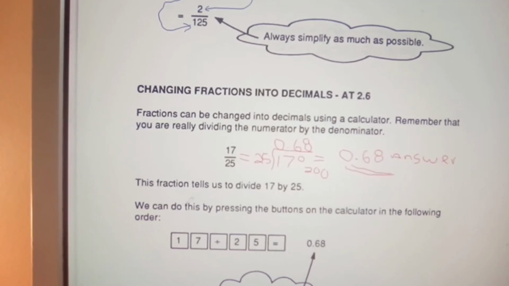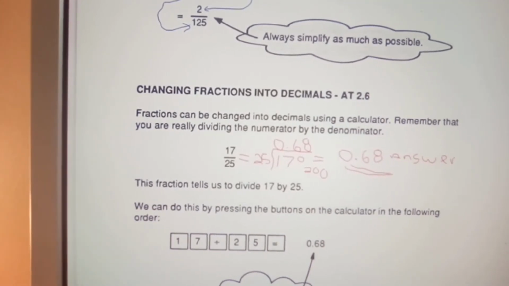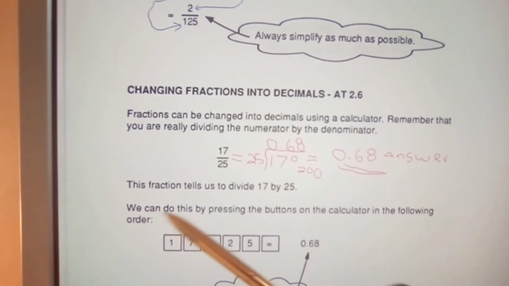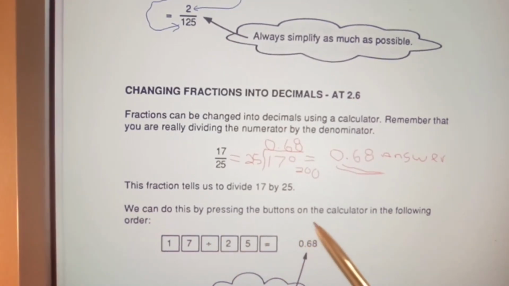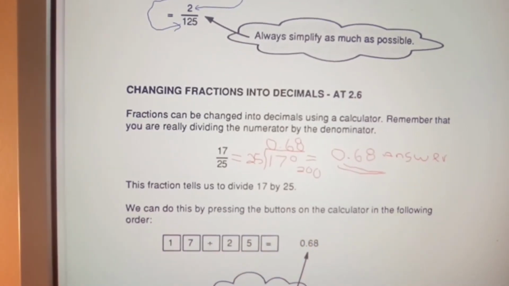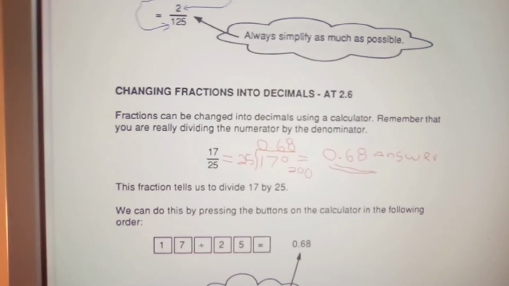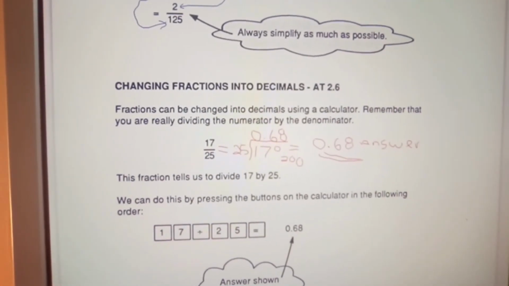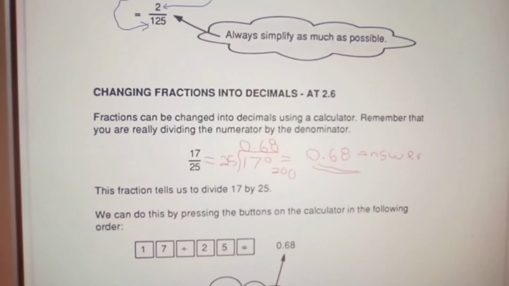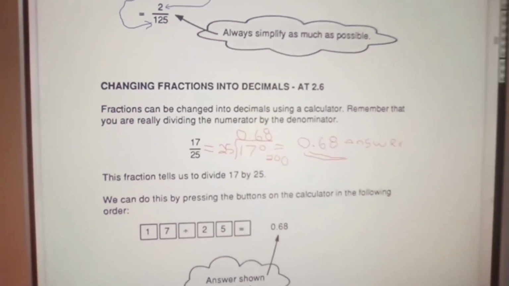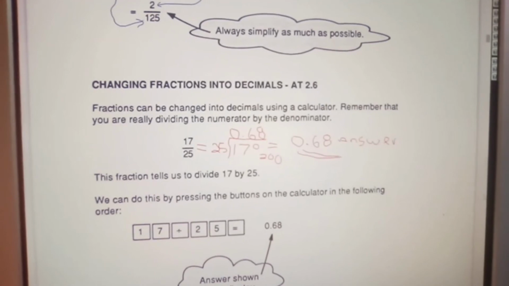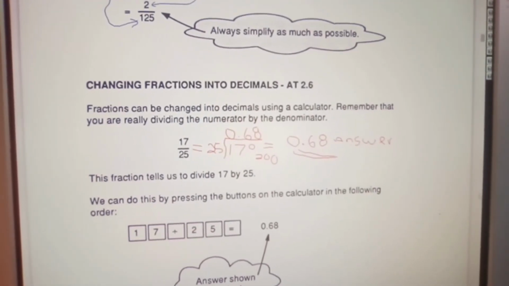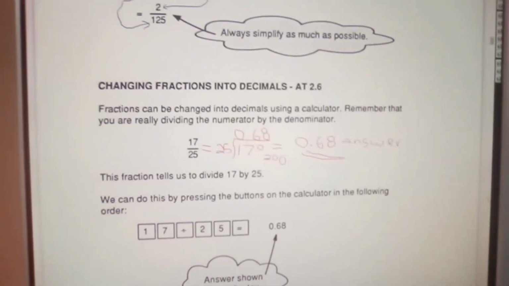This fraction tells us to divide 17 by 25, okay? And we can do this by pressing the buttons on the calculator in the following order. Now, you can do it by calculator, but I'm interested in the mechanics of the process which we have to apply to understand how the calculator has performed the function to arrive at the answer, okay?